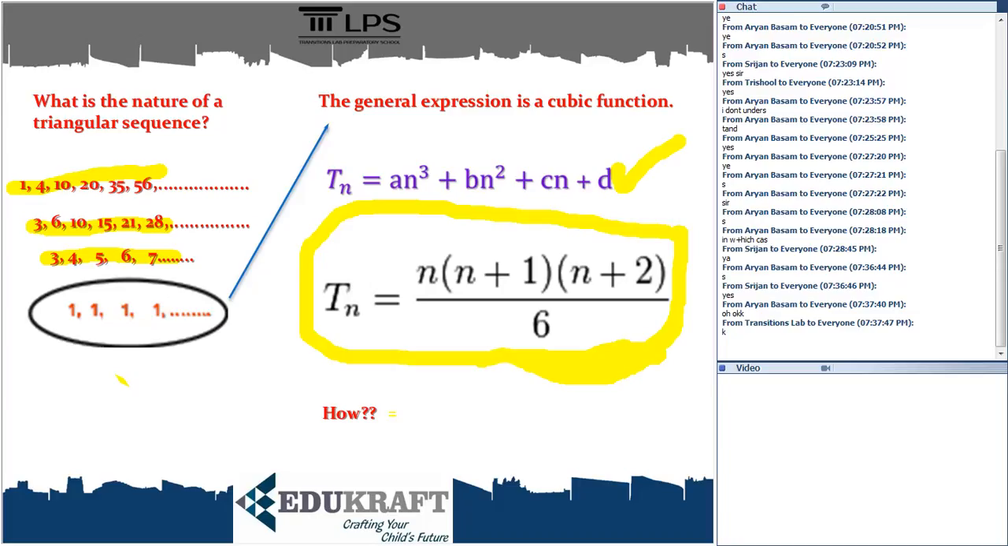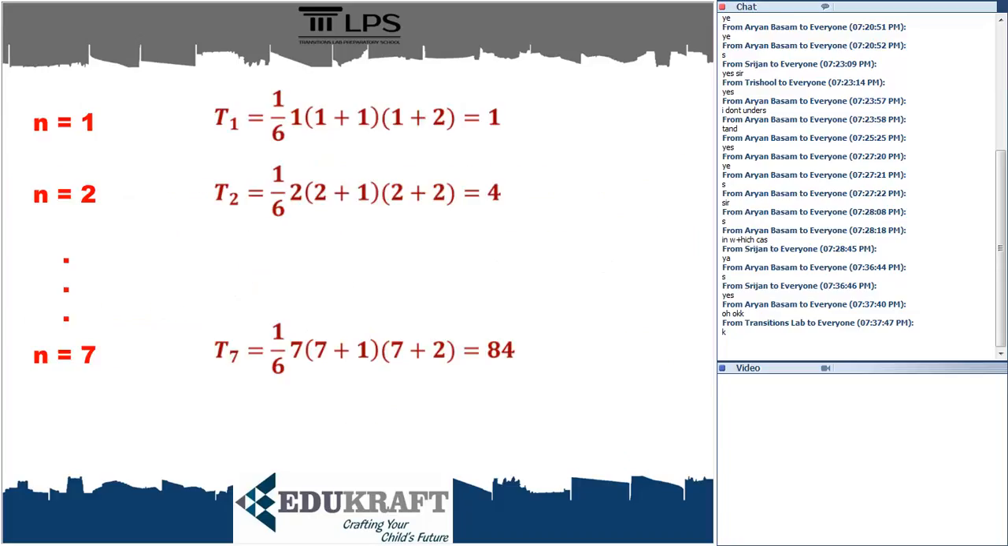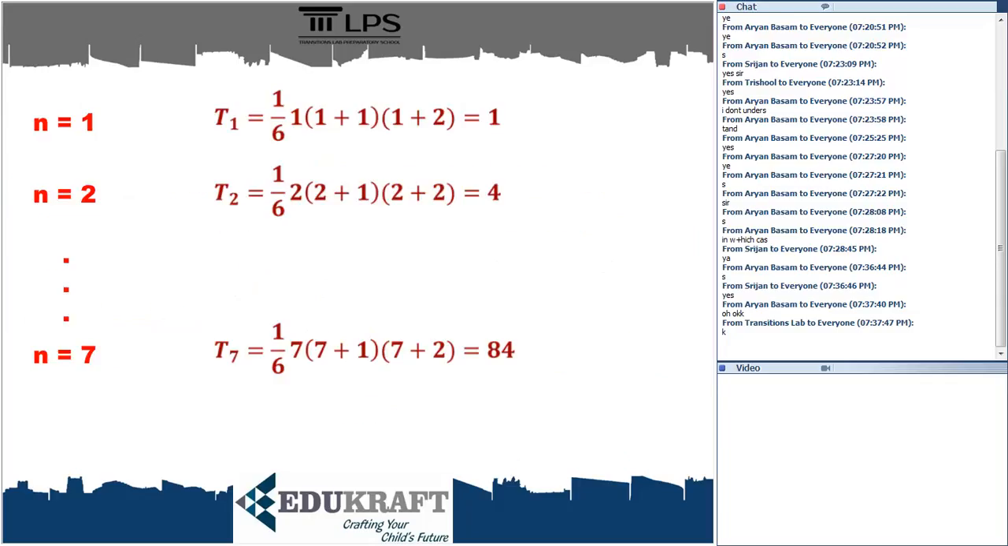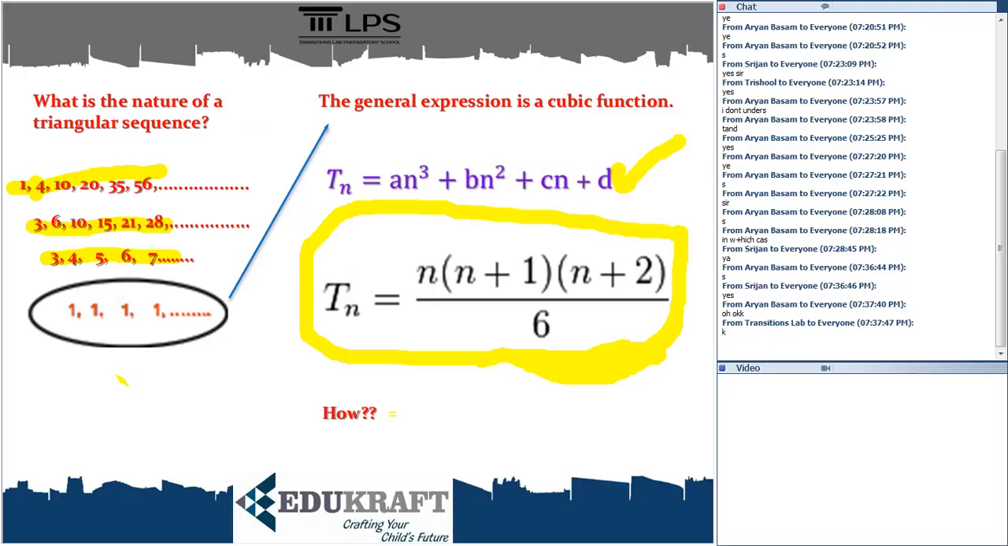The general formula for a tetrahedral sequence is n(n+1)(n+2)/6. Let us see the validity. Does it work? Yes, it is working. I got the first term as 1, and the first term of the tetrahedral sequence is 1. The second term is 4, and the seventh term we had derived in the previous slide was 84, and we are getting 84 here. But I will leave it to the students to derive this general expression for a tetrahedral sequence.